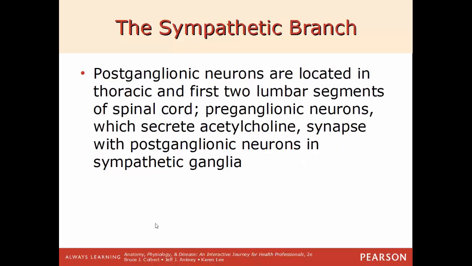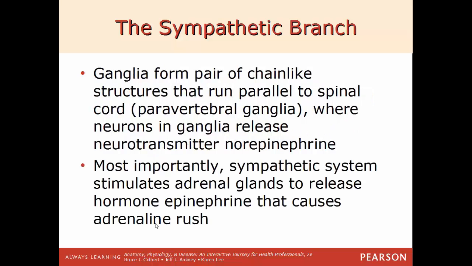increase of adrenaline. Now, the postganglionic neurons of this branch are located in the thoracic and the first two lumbar segments of the spinal cord. The preganglionic neurons, which secrete acetylcholine, synapse with postganglionic neurons in these sympathetic ganglia. Now, the ganglia will form pairs of chain-like structures that run parallel to the spinal cord, called the paravertebral ganglia, where neurons in the ganglia release the neurotransmitter norepinephrine. Most importantly, the sympathetic system stimulates the adrenal glands to release the hormone epinephrine, which causes the adrenaline rush, so you're able to deal with the emergency right then.